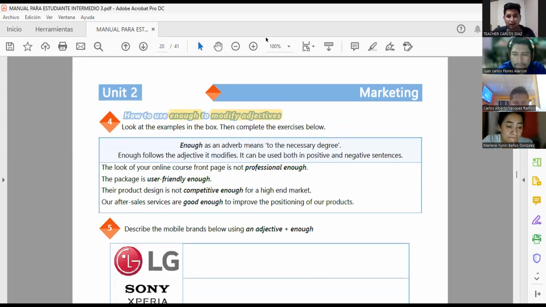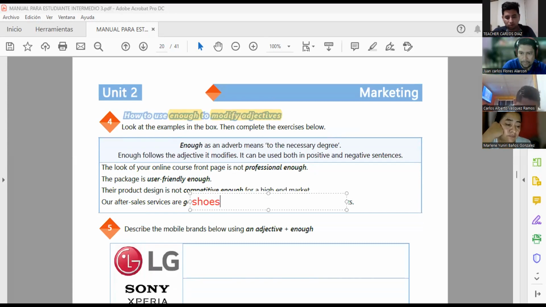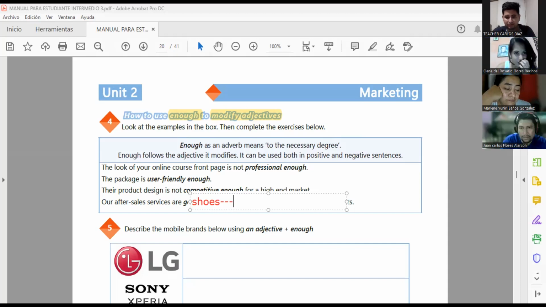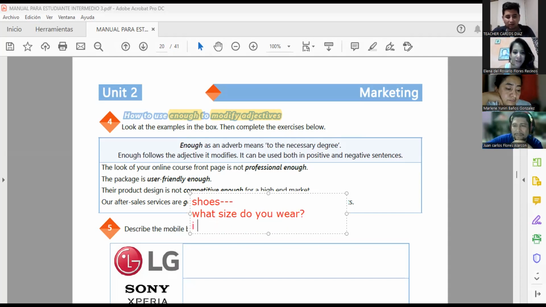Example. I am going to give you an example. Elena, what size do you wear? Shoes. What size are your shoes? Size 5, 6, or 7? Sorry, teacher, I can't hear you very much because it's raining. Yes, I know. So, what size do you wear? 7. I wear size 7.